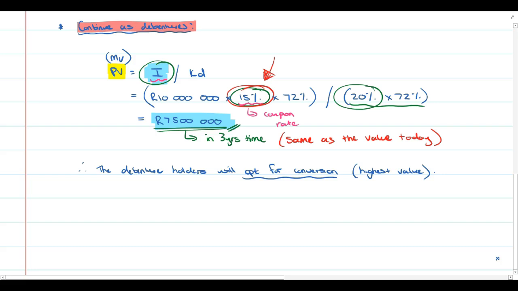So that is the whole point of performing the calculation in step 1. We are trying to determine what the debenture holders will do. Now that we know what the debenture holders will do, we can calculate the market value of the debentures in step 2.